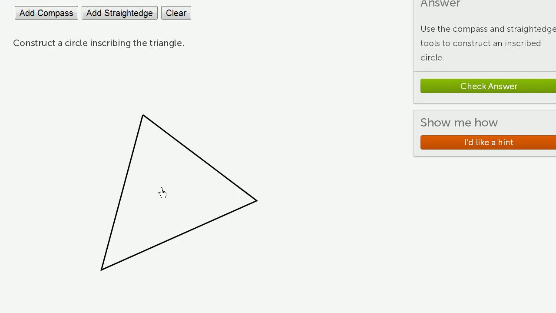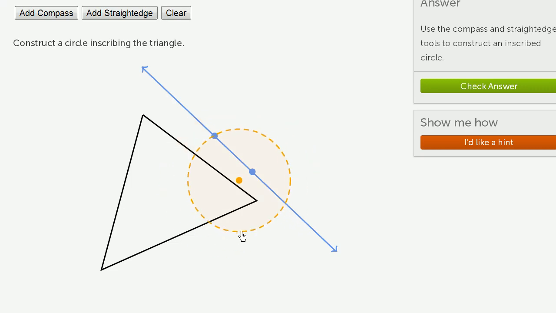Now, what is the incenter of the triangle? The incenter of the triangle is the intersection of the angle bisectors. So if I were to make a line that perfectly splits an angle in two, so I'm eyeballing it right over here, this would be an angle bisector. But to be a little bit more precise about angle bisectors, I could actually use a compass.